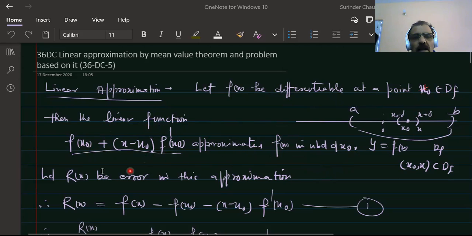Let us suppose that R(x) is the error in this approximation. That is, when we approximate f(x) by this value in the neighborhood of x naught, the error will be R(x), the difference: R(x) equals f(x) minus f(x naught) minus (x minus x naught) f dash(x naught). We are discussing the neighborhood of x naught and the function is differentiable in the neighborhood of this point.